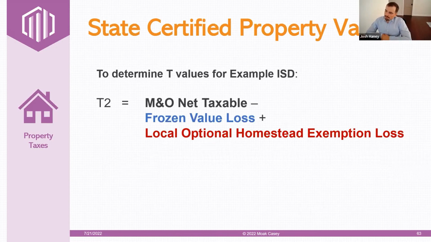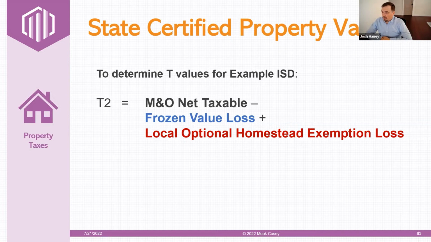Okay, so the shorthand version of the T2 calculation is represented on this slide here. You're going to start with your M&O net taxable, which Amy helpfully directed our attention to on that main report page. So you guys should now know where that lives. That's essentially the same number you would have used for LPBS purposes. Then you subtract out that frozen value loss, which is a special calculation that the controller does, and we'll go through that here in a little bit.